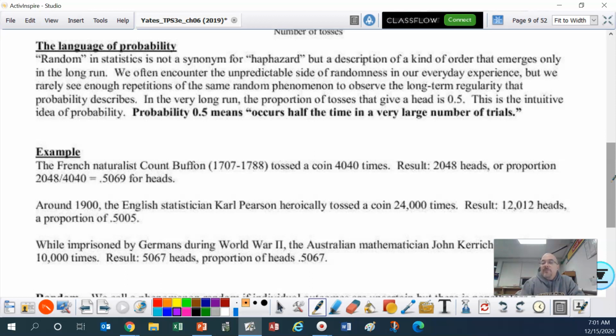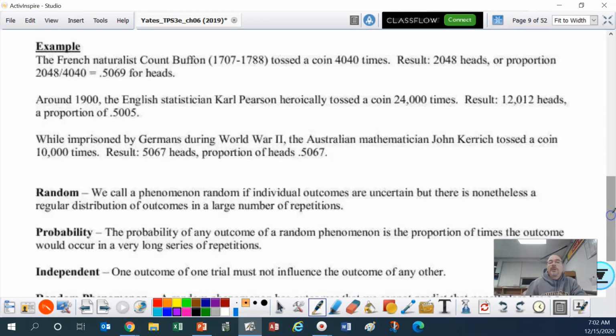Probability 0.5 means occurs half the time in a very long number of trials. So we've got three people here. The French naturalist Count Buffon, who lived from 1707 to 1788, tossed a coin 4,040 times. The result was 2,048 heads, or a proportion of 0.5069 for heads. Around 1900, the English statistician Karl Pearson heroically tossed a coin 24,000 times.